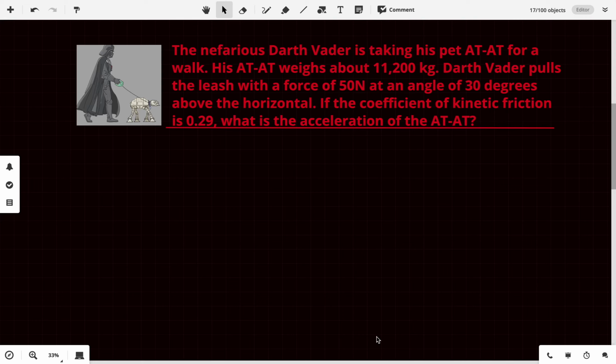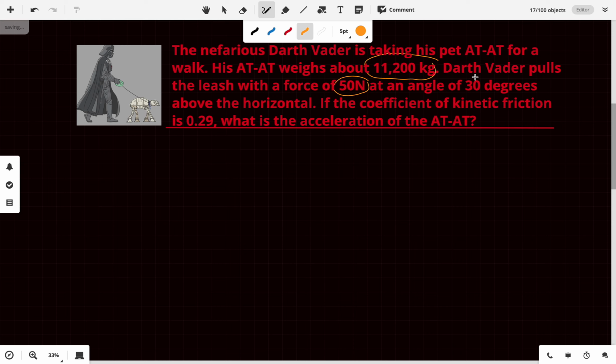Going over this physics problem. To begin, the nefarious Darth Vader is taking his pet AT-AT for a walk. His AT-AT weighs about 11,200 kilograms, and I'm going to circle this. Darth Vader pulls the leash with a force of 50 newtons at an angle of 30 degrees above the horizontal. If the coefficient of kinetic friction is 0.29, what is the acceleration of the AT-AT?